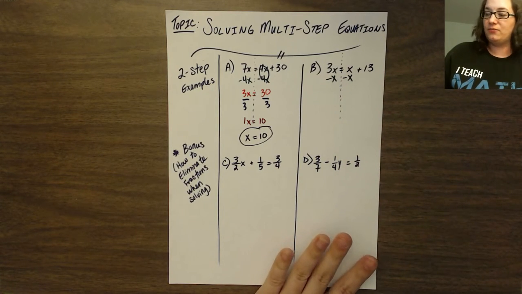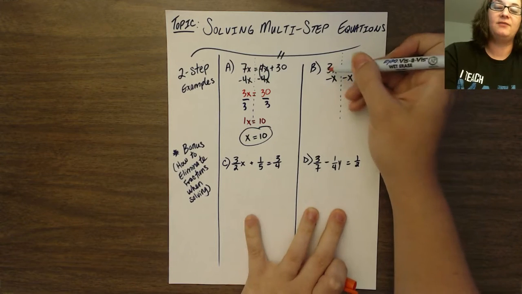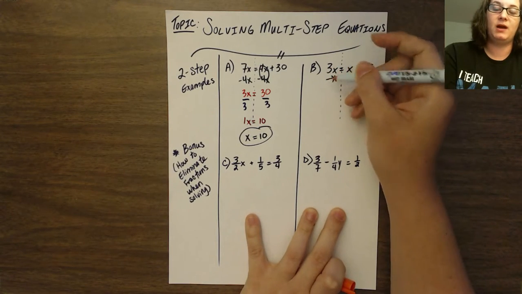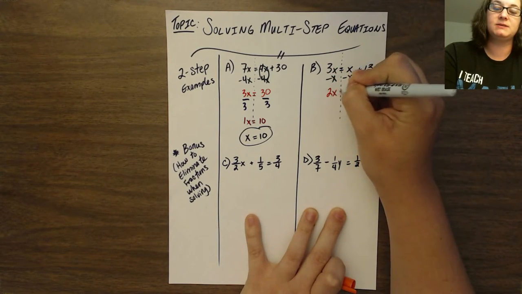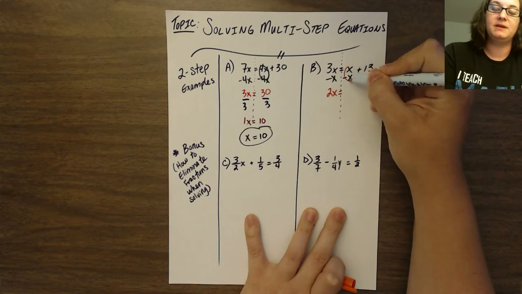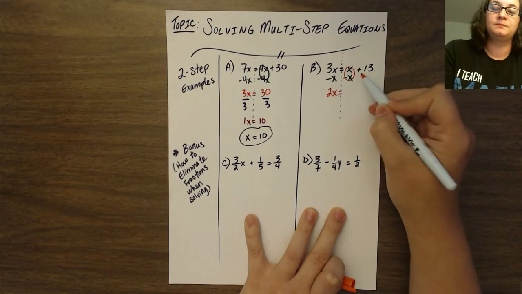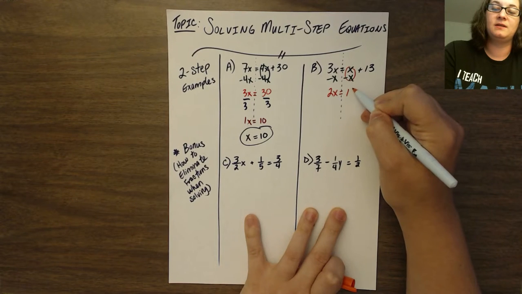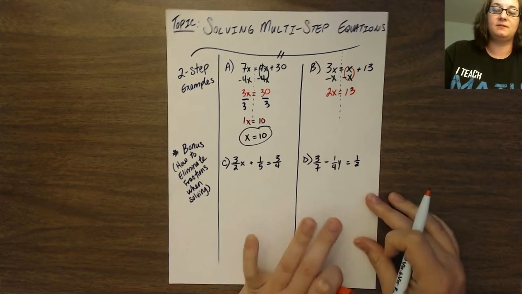Now, if I write those two things together, if I have 3 x's and I take one of them away, I'm left with 2 x's. This made a 0 pair, so it went away. And then I still have this 13 sitting there.